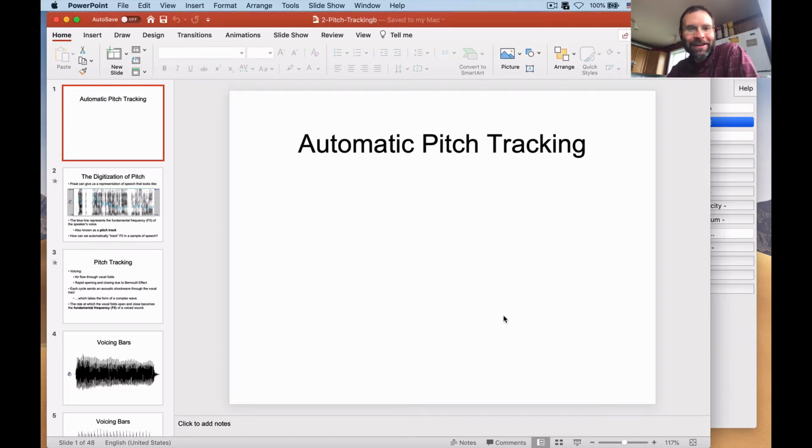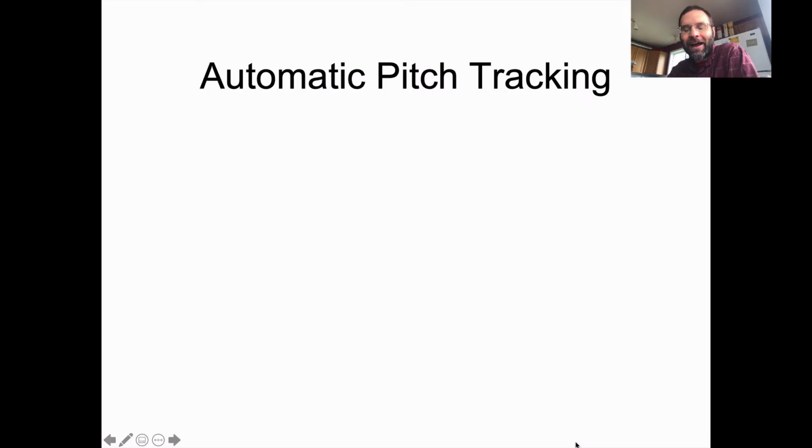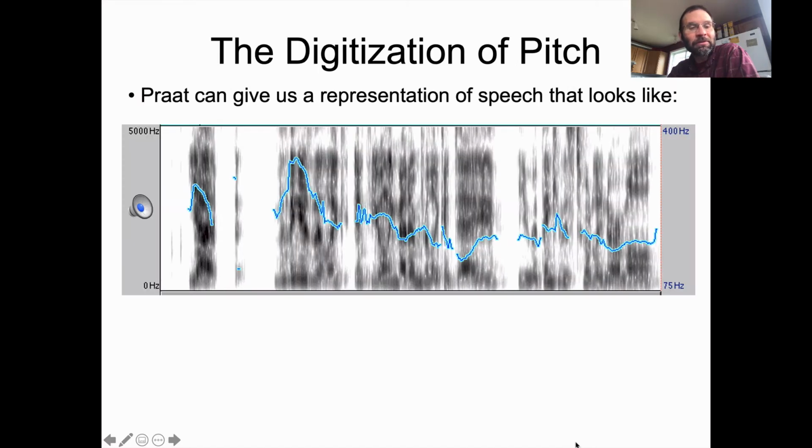Okay, welcome back, Ling 441. Today we're going to talk about automatic pitch tracking. Having already learned how digital signal processing works, we can take it to the next level and try to understand how we get a representation like this out of Praat.